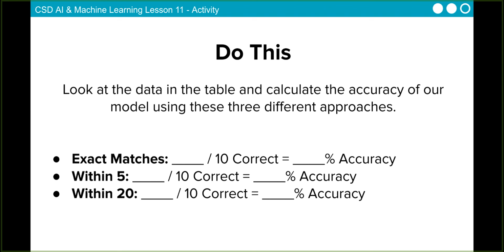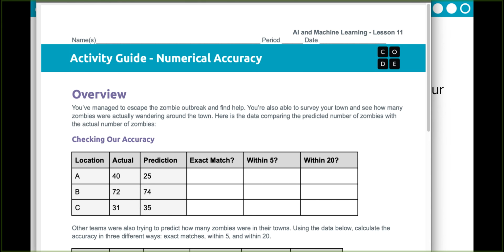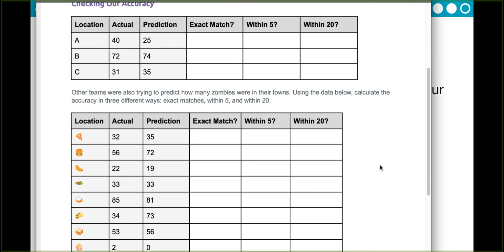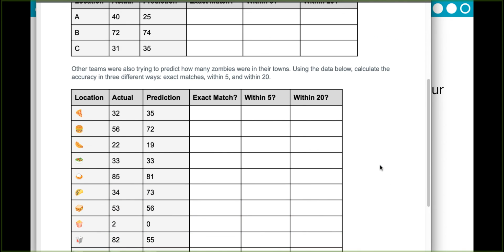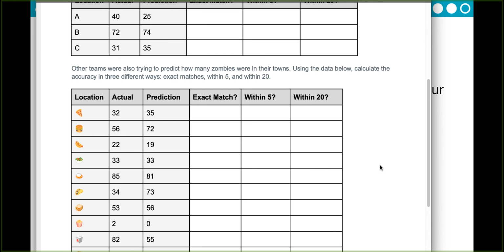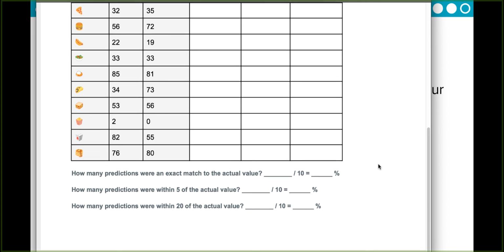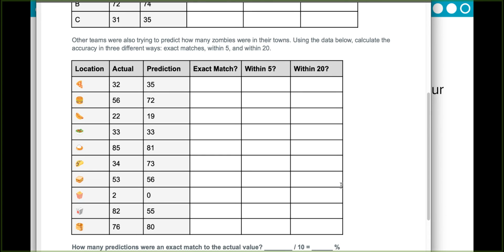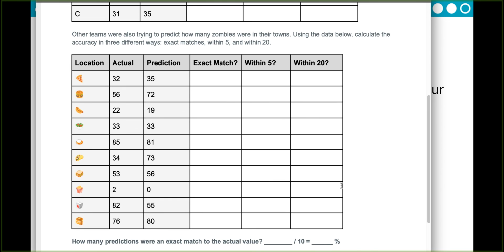So look at the data in the table and calculate the accuracy of our model using these 3 different approaches. Exact matches, put the number correct, and then that's going to be your accuracy. So if you go back to your activity guide for numerical accuracy and then scroll down to look at this page, you're going to see exactly what you're going to be looking at. And at the bottom is where you're going to complete those 3 different types of accuracy.